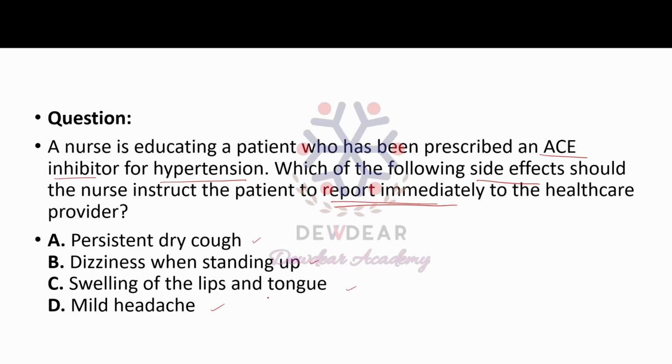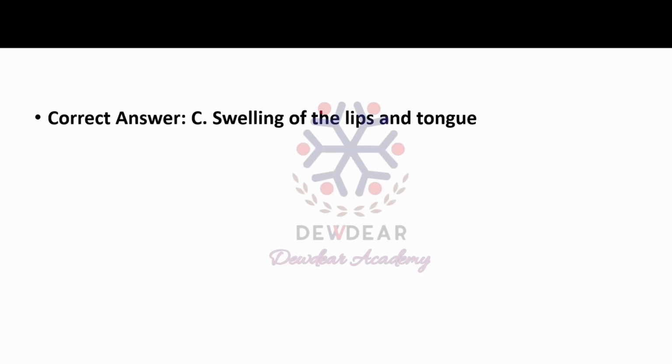These are all the listed side effects which can occur with ACE inhibitors, but the most concerning one is swelling of the lips and tongue. So option C is the correct answer: swelling of the lips and tongue.